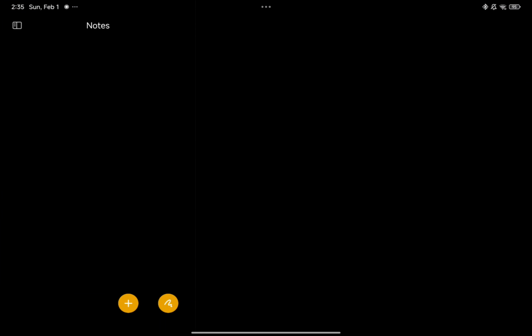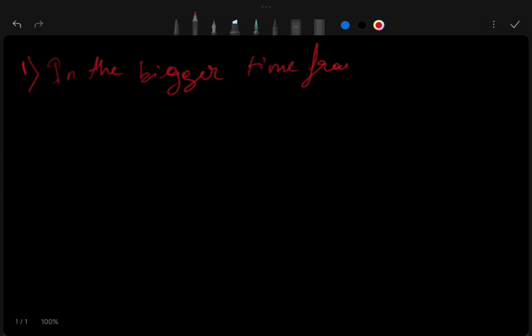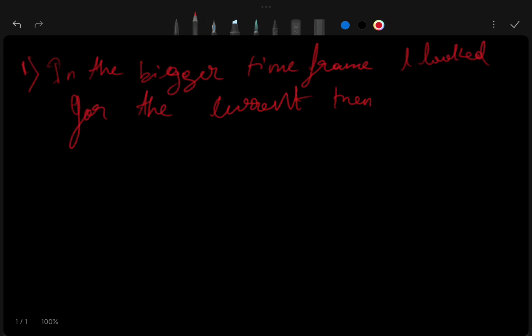In the bigger time frame, let me note down what I did in the notes section. First, in the bigger time frame, I looked for the current trend.